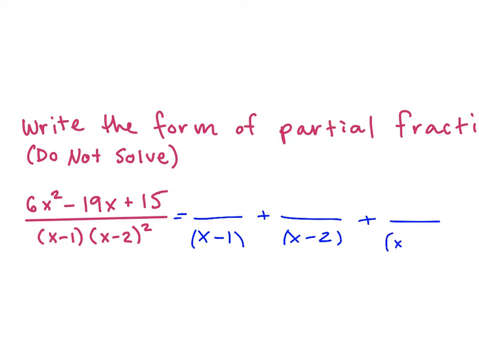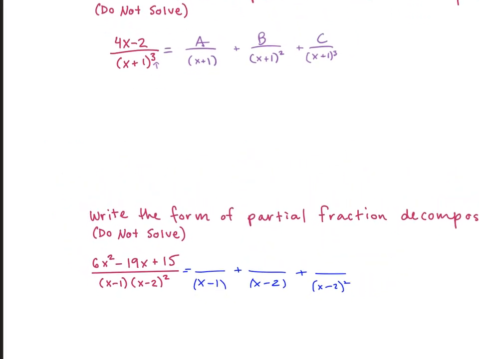So just like we did before, where we had to have everything before the cubed, we have squared, so we have to have that x minus 2 to the first power also. And then we can just put a, b, and c on top.